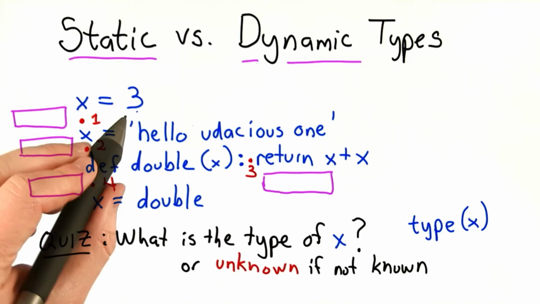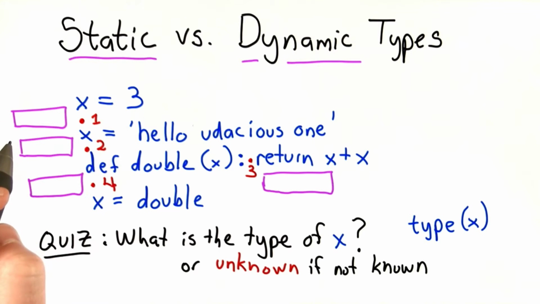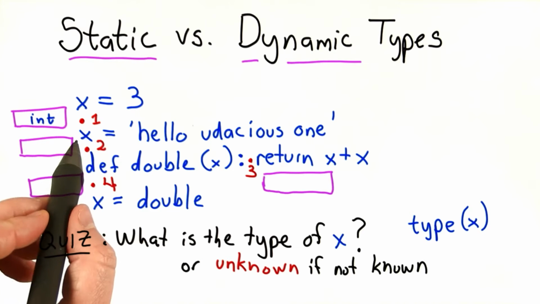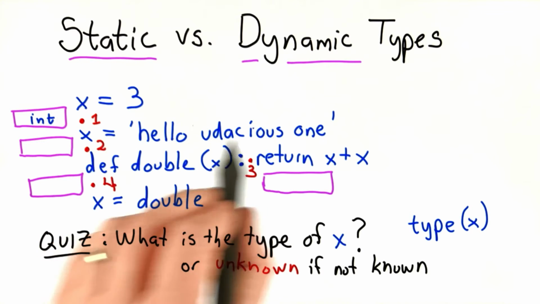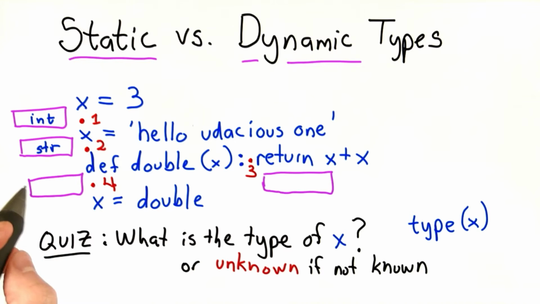So the answer is, at this point, x references the object 3, which is an integer, so it has type int. After the next assignment, now x references the string "hello Udacity", which has type str.